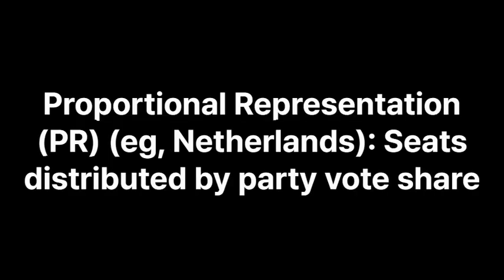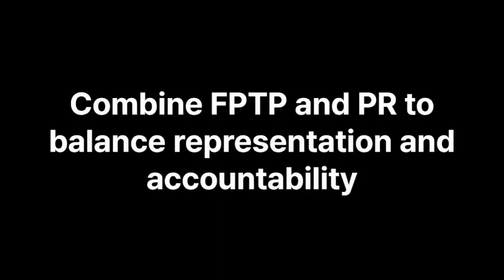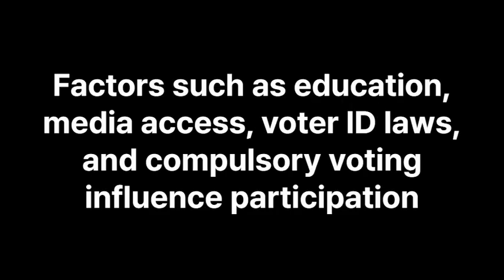Electoral systems. Majoritarian, first past the post, e.g., UK. Simple plurality wins. Proportional representation, PR, e.g., Netherlands, seats distributed by party vote share. Mixed systems, e.g., Germany, South Korea, combine FPTP and PR to balance representation and accountability. Voter turnout and participation: factors such as education, media access, voter ID laws, and compulsory voting influence participation.